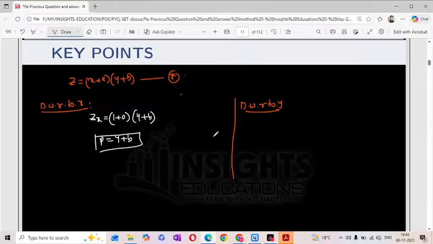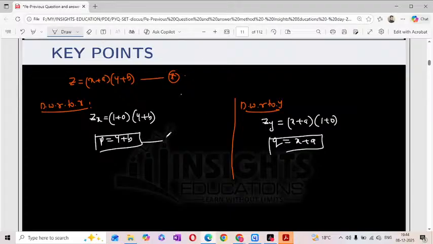Similarly, differentiate with respect to y also. After taking y, zy is equal to, now x plus a is the constant and the other is 1 plus 0, that is q is equal to x plus a.